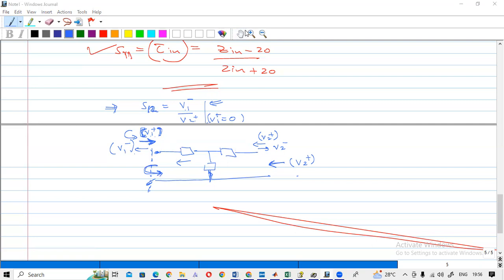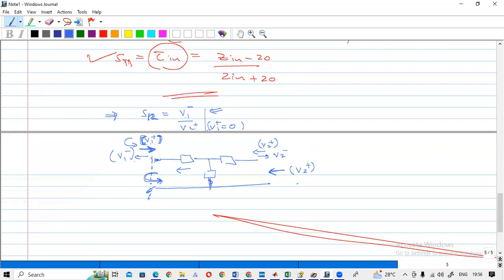Yes. So that is it. Okay. So we have to do that one. So what do we have to do? Then you need to make this V1 zero. Then you have to match this terminal to the Z node. If you match this terminal to the Z node, there is no reflection.